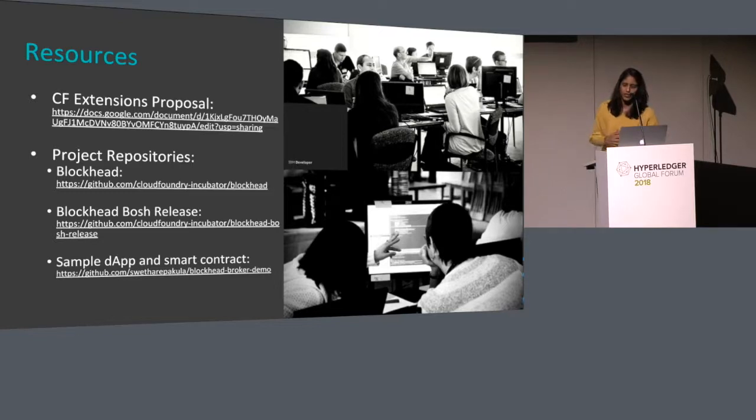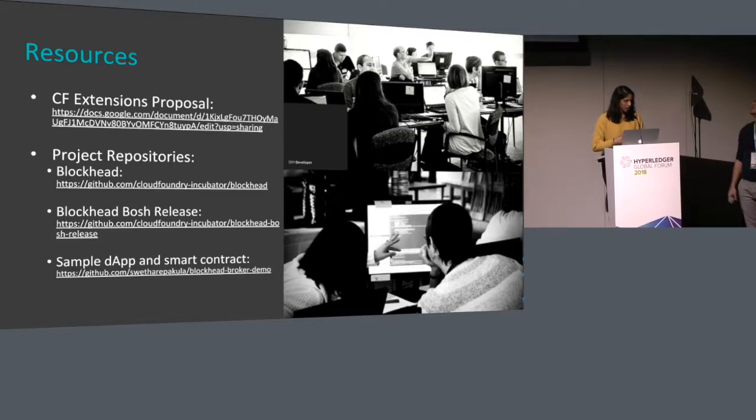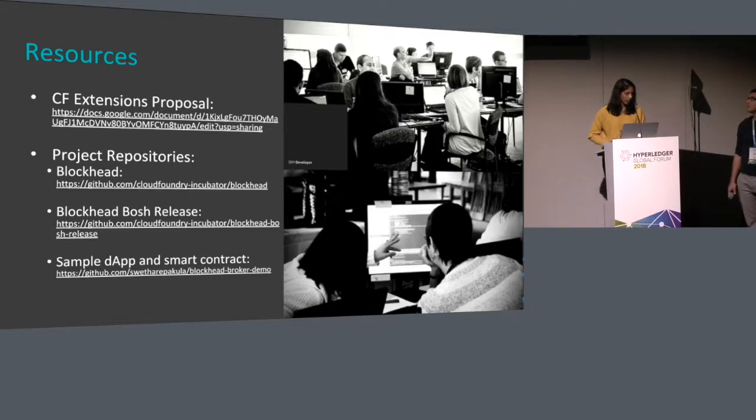So here are some of our resources. This is a Cloud Foundry extensions project. Here the proposal is the first link. The project repositories, there's the Blockhead BOSH release if you want to deploy using BOSH. And then the last is the sample application and the smart contract that I used. It's all available on GitHub.